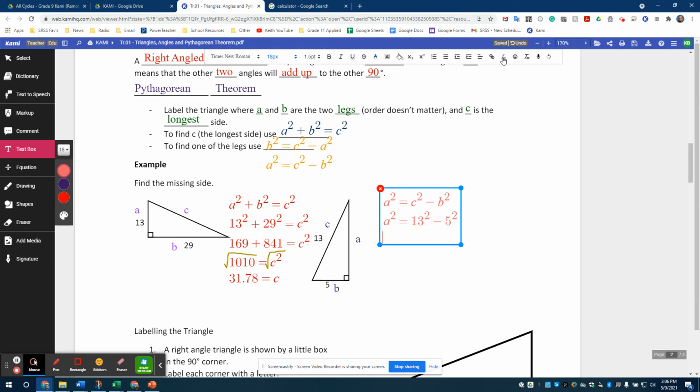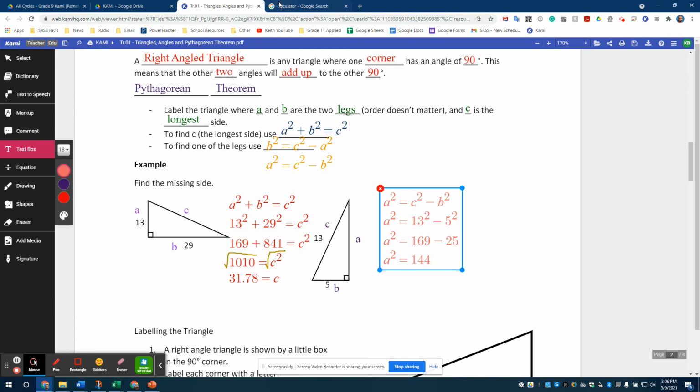I'm going to do one step more here. I'm actually going to do what 13 squared is. A squared is equal to 13 squared, which is 169, minus 5 squared, which is 25. And when we actually do the subtraction, A squared is equal to 144. I've done this a couple times. I understand the numbers.